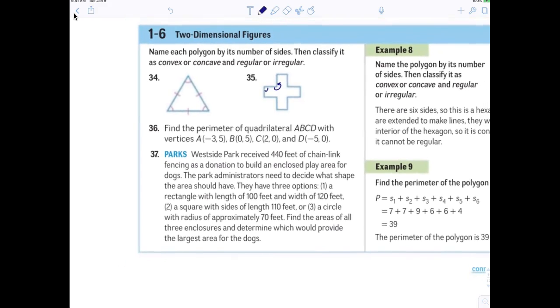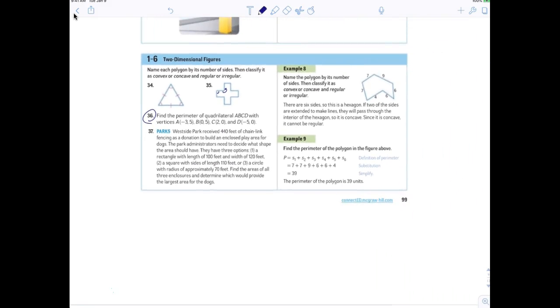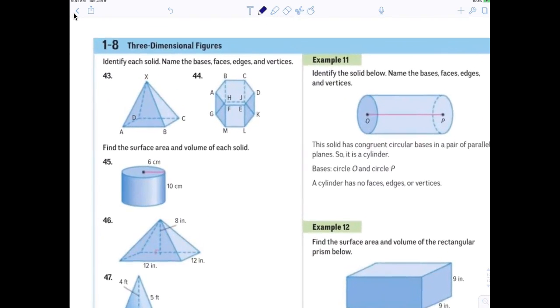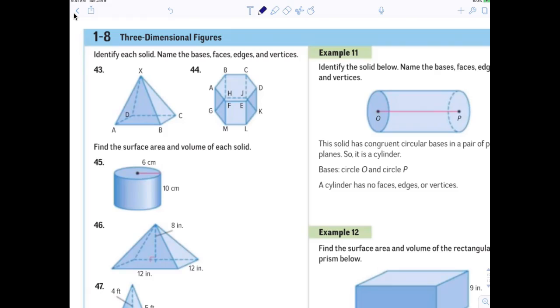Now, I really want to jump down. I think this is just plotting points. I don't think that should be a big deal, plotting the points, measuring it out. But I want to get to the bottom because I'm not sure exactly how much time we have. We have 3 minutes. Okay, so we should identify each solid. If I identify each solid here for 43, that would be a what? Pyramid. That is correct.